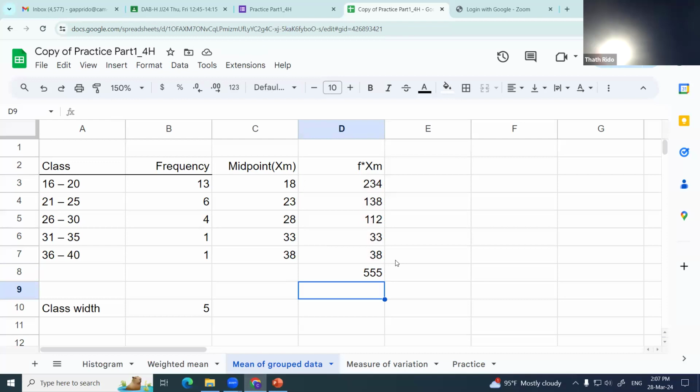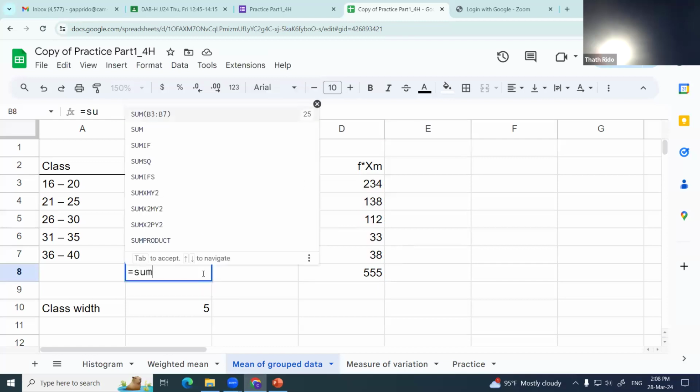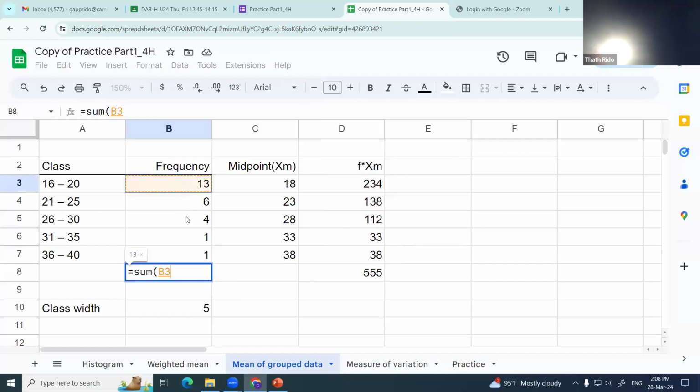In the formula it is sigma fxm. Sigma fxm is the numerator of the formula to calculate the mean. And we need one more: the total frequency. So the sum of column B will give us the total frequency.